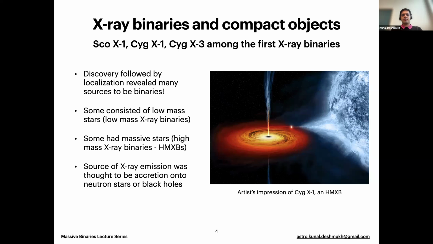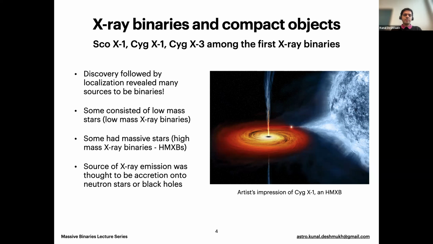So I have an example on the right here. It's an artistic impression, of course, of Cygnus X-1. This was the first confirmed stellar black hole, which you might know from a famous debate between Kip Thorne and Stephen Hawking, who were debating whether or not it's a black hole. So now we are very sure it is a black hole, but this is how far we have come in about 50 years.